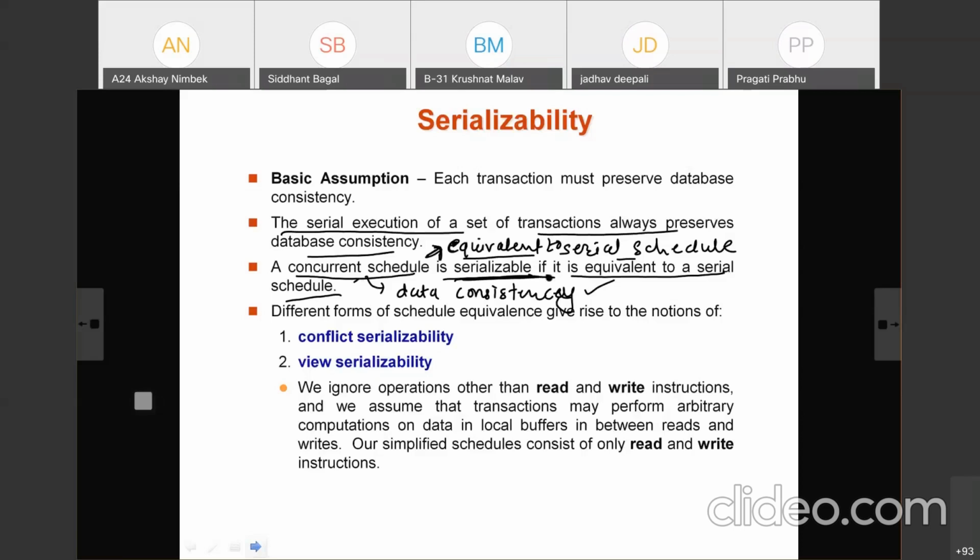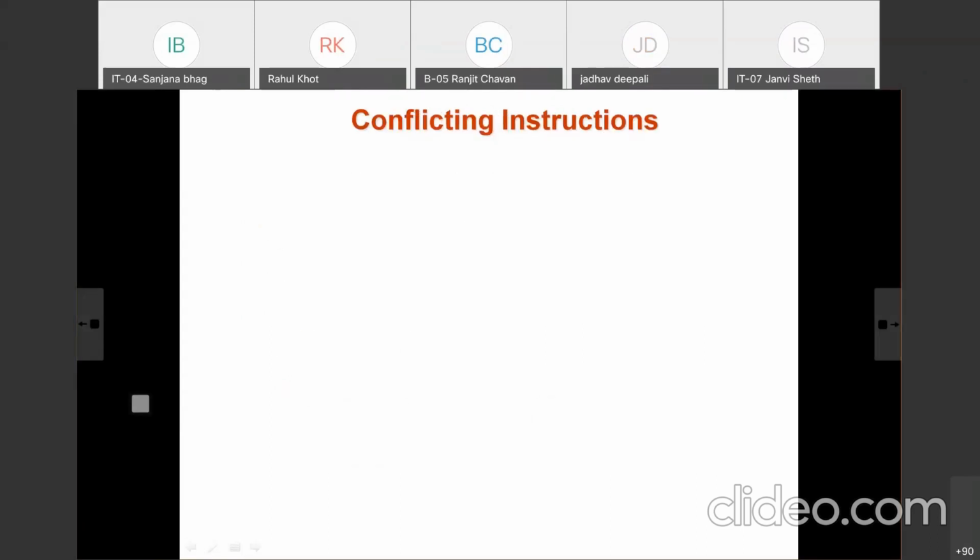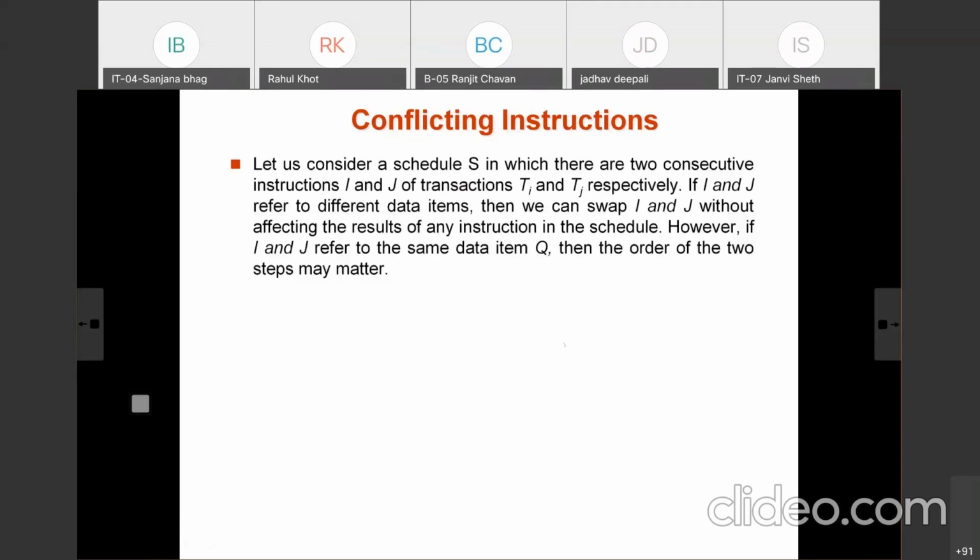There are two different ways in which we can prove that the concurrent schedule is equivalent to a serial schedule, or that it is serializable: conflict serializability and view serializability. So what is conflict serializability? Here we consider a schedule S in which there are two consecutive instructions I and J. Consecutive means one comes after another.